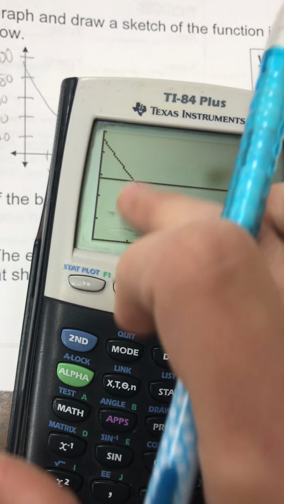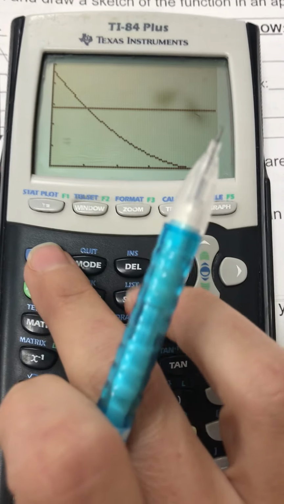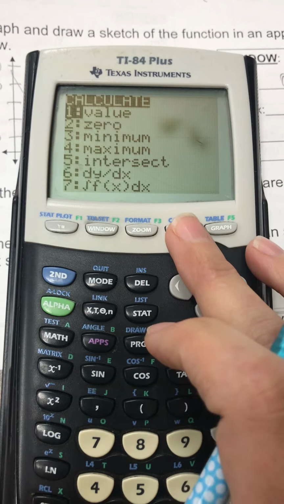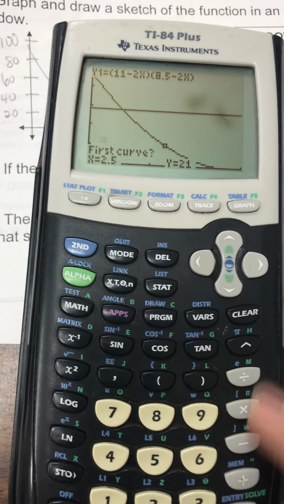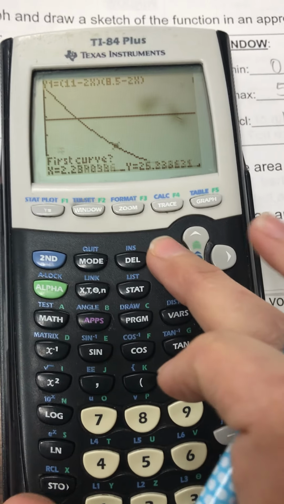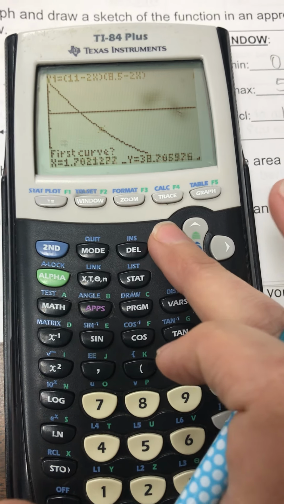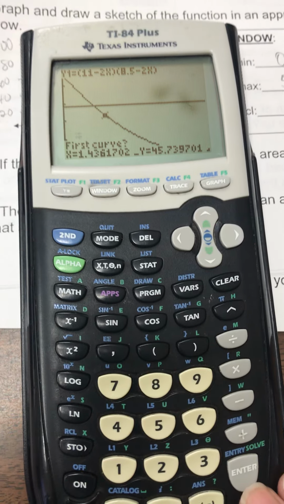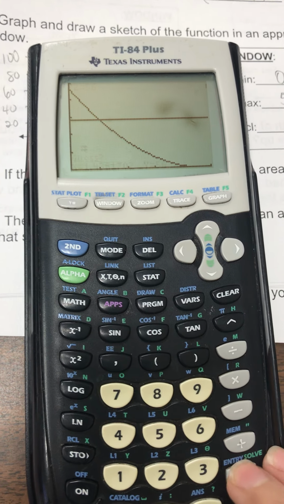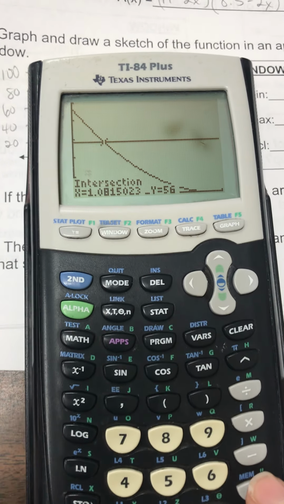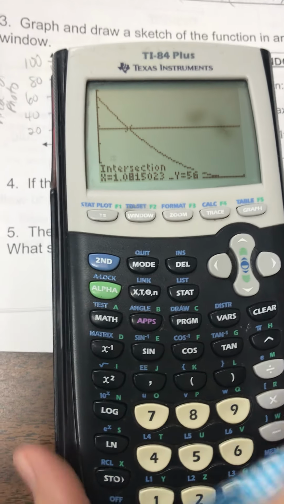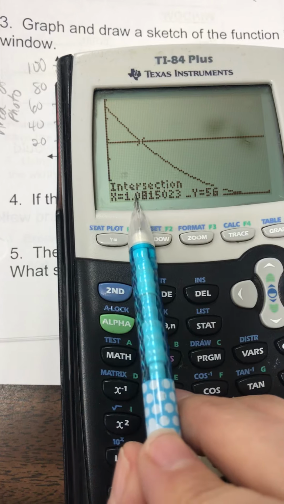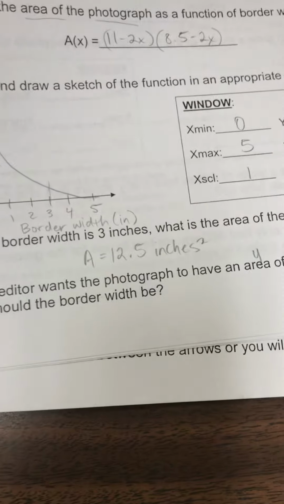You can figure out what your X is, because you're going to go to your intersect: second trace, go down to intersect, which is 5, and hit enter. Now I'm going to come closer up to the point, because it's going to find where these lines intersect. So enter, enter, enter. And it's telling me they're intersecting at 1.082. That's where my X is. That's what I'm looking for.